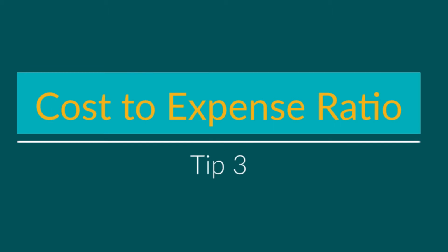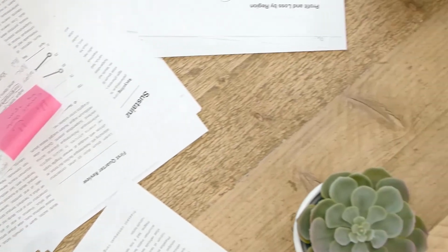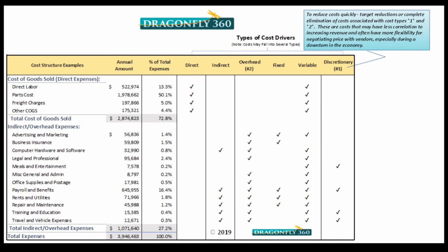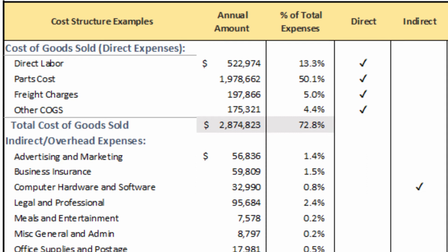Third, you want to identify the proportional size of each cost relative to the total expenses or profitability. Again, our chart here demonstrates this in the third column. For example, the total cost of goods sold or direct costs make up 72.8% of the company's total annual expenses. It is helpful to understand your industry's standard range. This will help you create a plan for reducing costs without hurting your total revenues or competitive advantage.